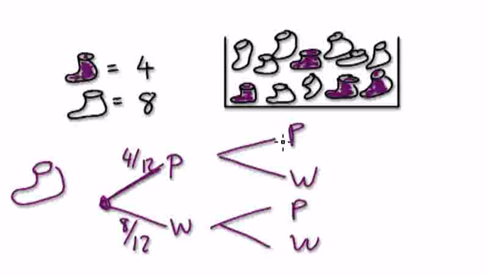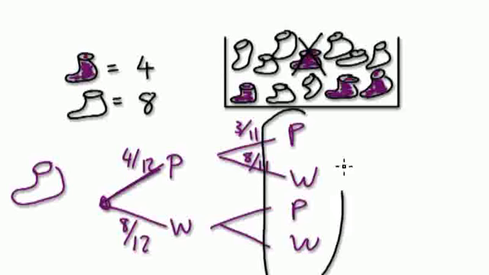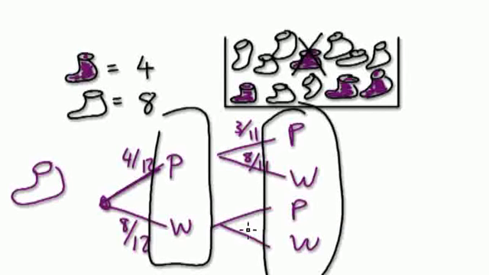And now the probability of you picking out another purple sock. Well, don't forget we've just picked out this one here. The probability of you picking out another purple sock would be 3 out of 11. The probability of you picking a white one would be 8 out of 11. Can you see that this event here is dependent on the first event?